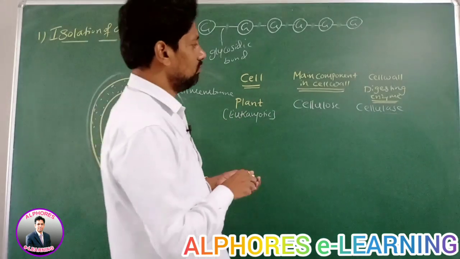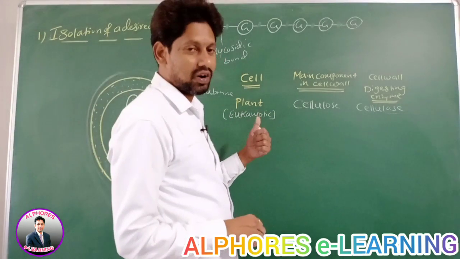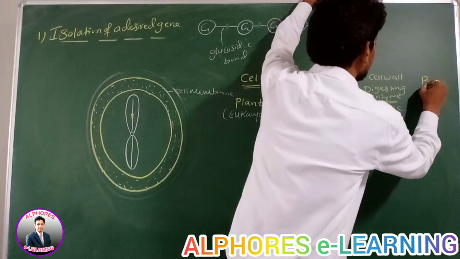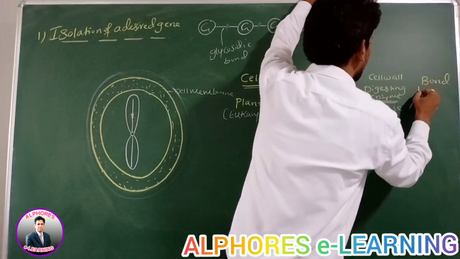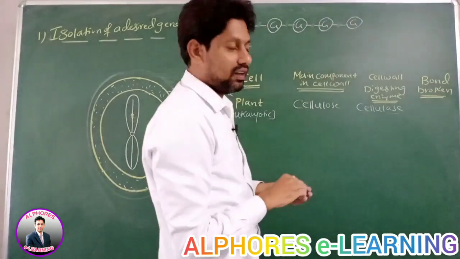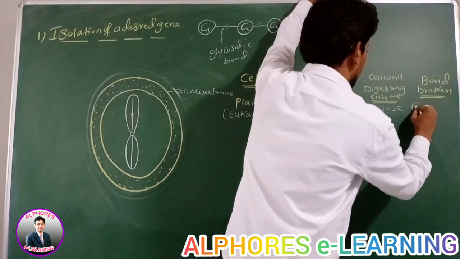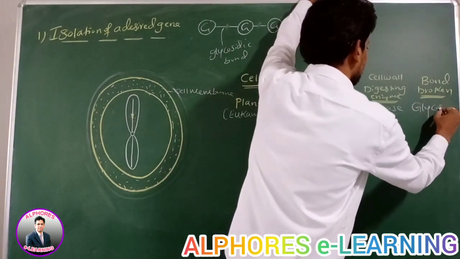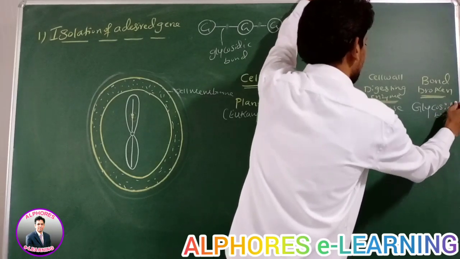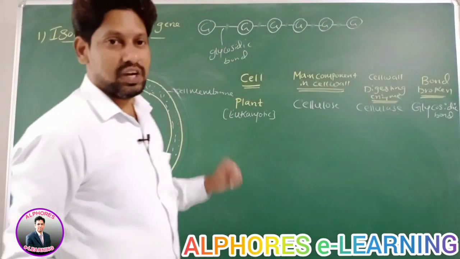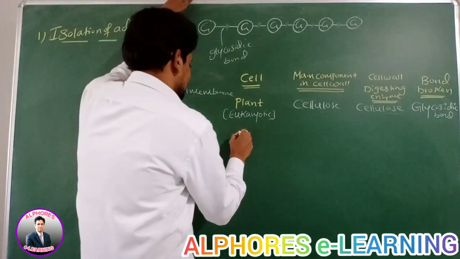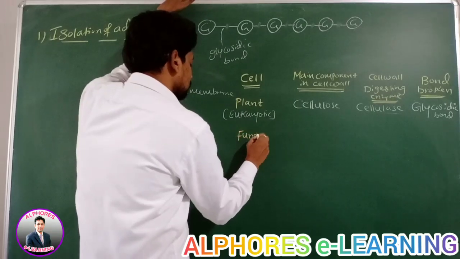Right. Therefore, the enzyme is breaking which bond? Glycosidic bond. Which bond was broken here? Glycosidic bond. Is this statement okay? This is concerned with which cell? Plant cell.